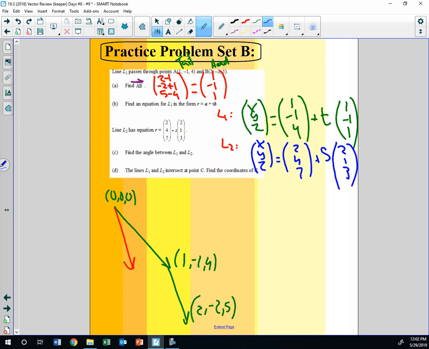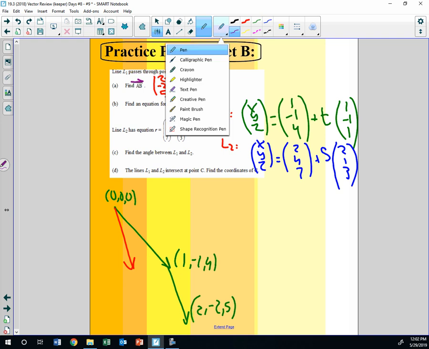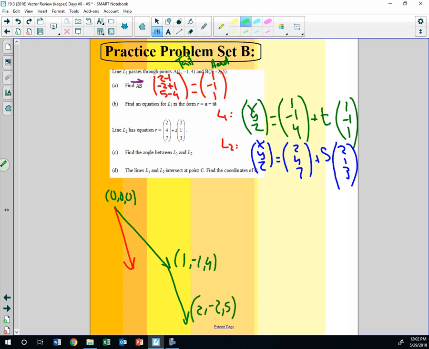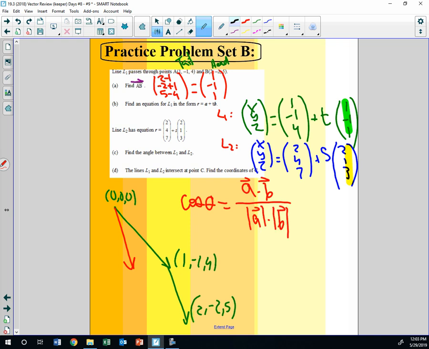Now, what part of those will be helpful for finding the angle? What will be helpful for finding the angle here? The direction. Is that 1, negative 1, 4 or 1, negative 1, 1? 1, negative 1, 1. There you go. And then the other one is going to be 2, 1, 3. That's all you need. The cosine of theta, which I'll give you as a formula, is A dot B over magnitude of A over magnitude of B. So this is like your little A, and this is like your B. So go ahead and use your formula and finish that.